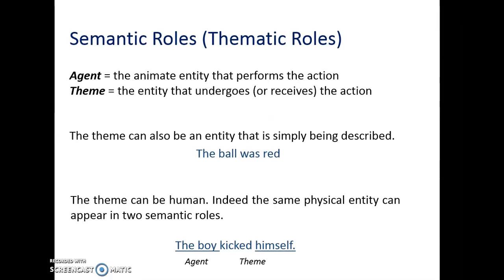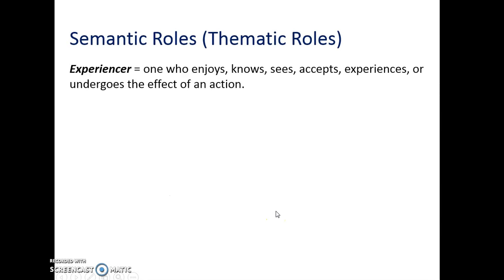Continuing on the theme, the theme can also be an entity that is simply being described, like the ball was red, and the theme can also be human. The same physical entity can appear in two semantic roles. The boy kicked himself. The boy is the agent, himself is the theme, so himself refers to the boy. So the boy appeared in two semantic roles.